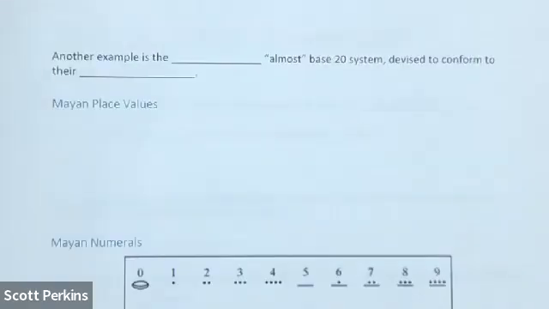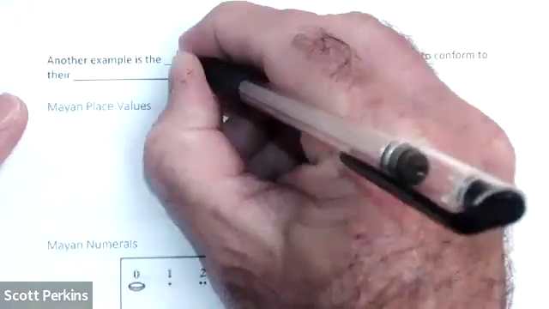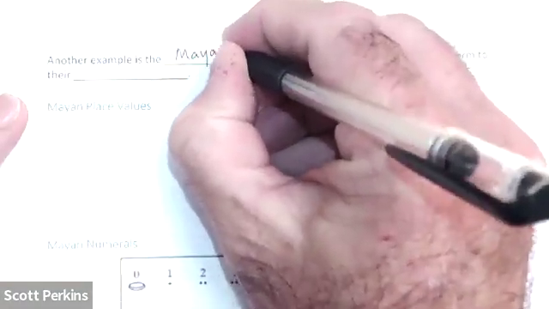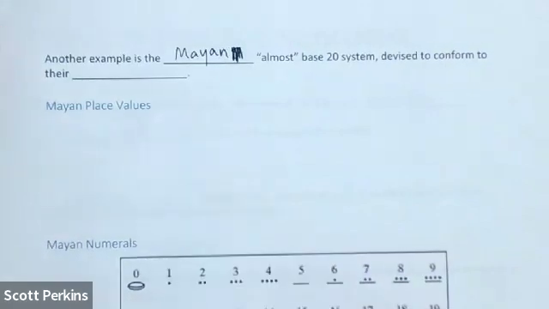So the last place value, the historical one we are going to look at, is the number system for the Mayans. Oop, there's no S on that. I said Mayans, and then in the sentence, that doesn't make sense. So another example is the Mayan system.